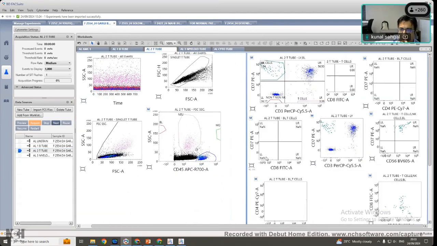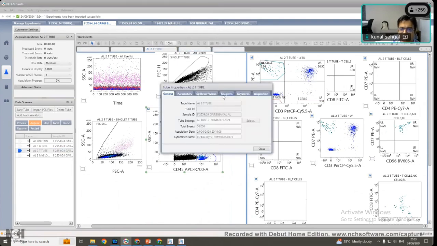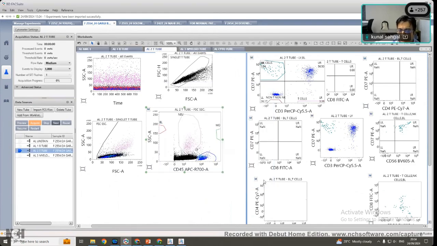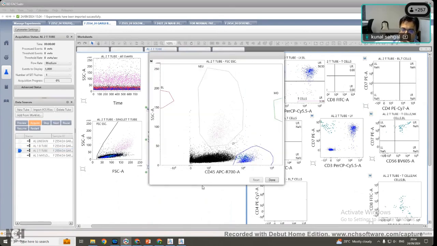Yes. So when I start with my T tube, I can show you the reagents put in my T tube: CD8, CD7, CD3, CD4, CD45, CD56. So NK and T markers are included. Now I am never interested in seeing the blast first. I am always interested in seeing the normals first. Otherwise, how will we learn?